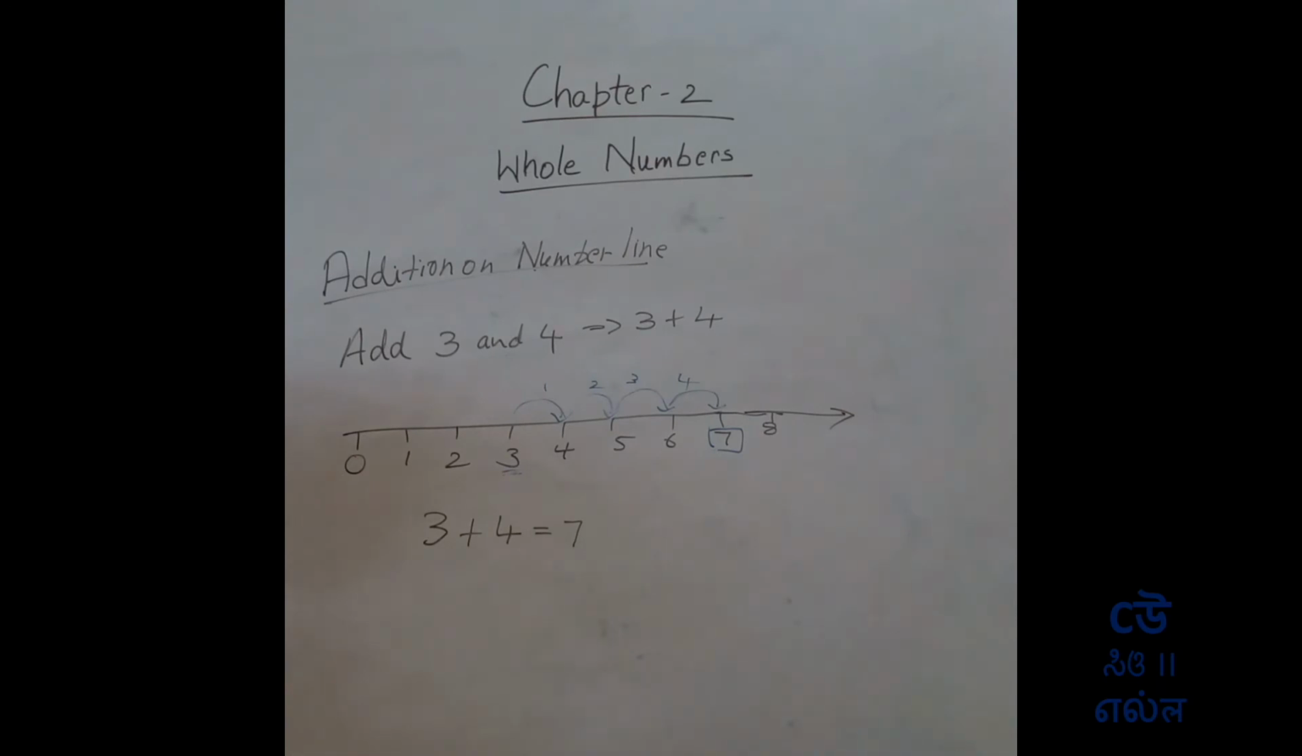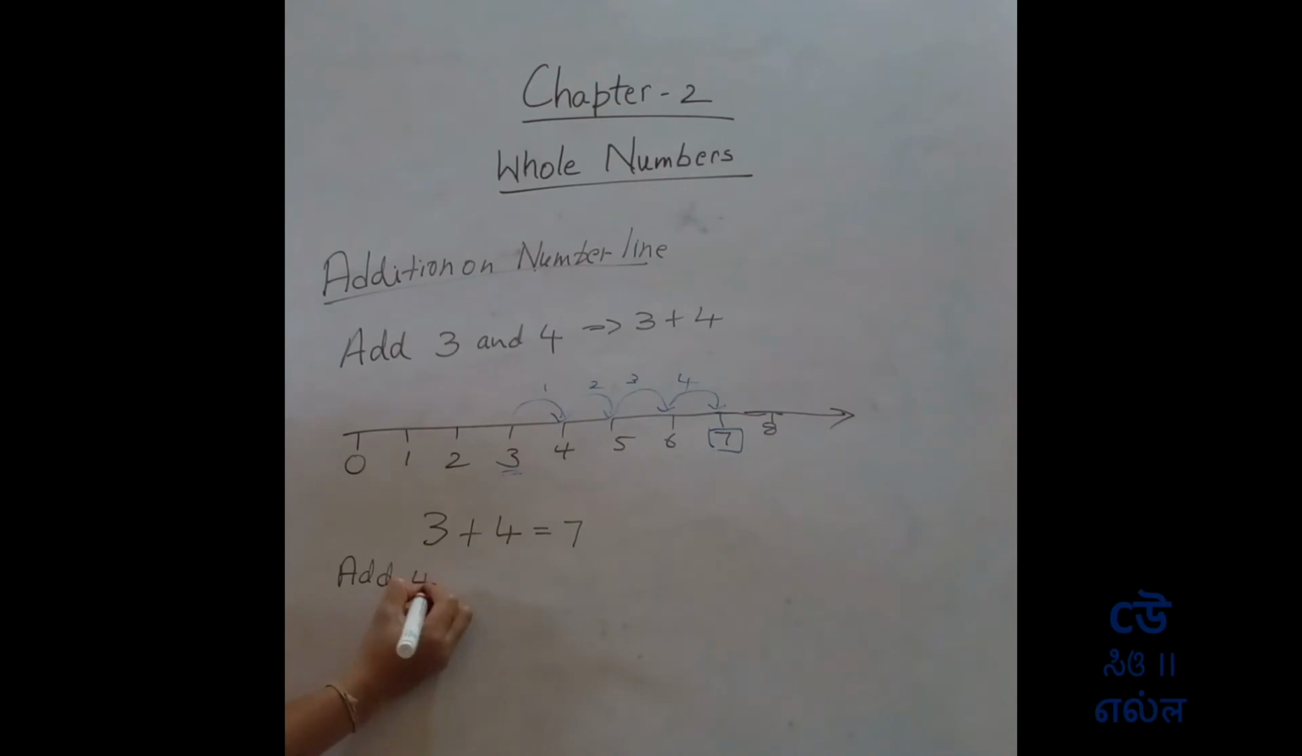So 3 plus 4 is how much, children? 3 plus 4 is also 7. So what we represented on the number line and what we got as the answer is the same as the mental calculation, right? So it's an easy method. Okay children, let us take one more example, let us add 4 plus 5.